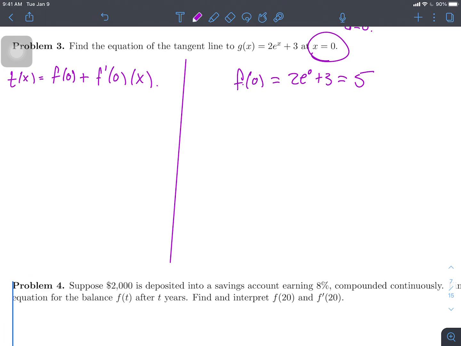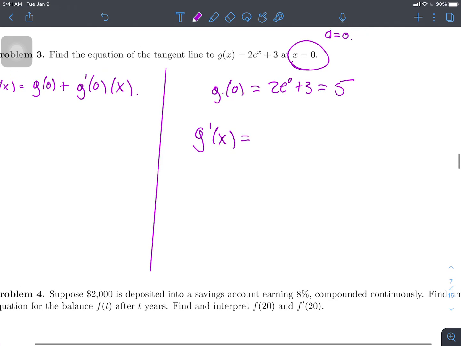Okay. Oh, sorry, not f of 0. I guess it's g in this case. G. Sorry, used the wrong letter. Okay, so I found out what g of 0 is. What do I still need to do? Yeah, I need to find out what g prime of 0 is, which means I need to plug 0 into the derivative. But I don't have the derivative. So I find it.